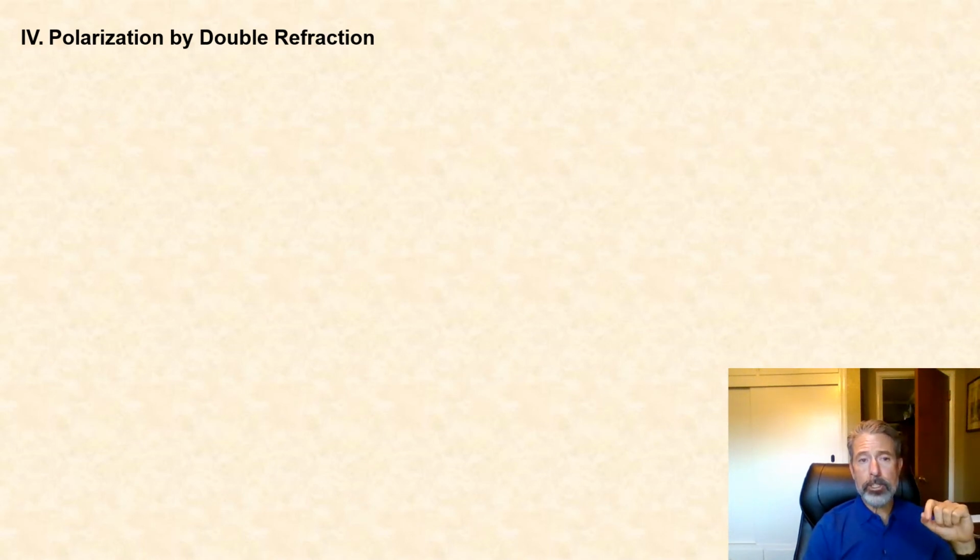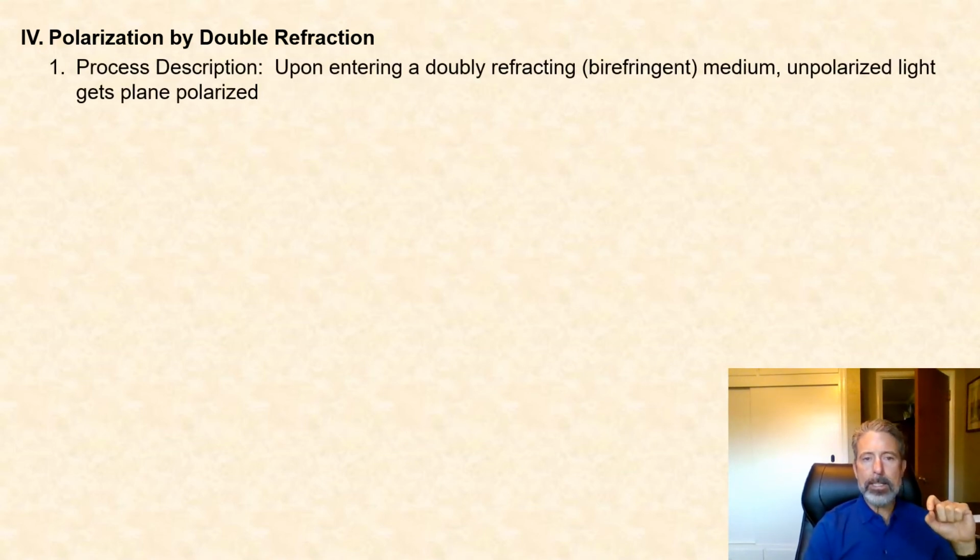So we've talked about polarization by selective absorption, where unpolarized light can be polarized by passing through Polaroid filters. We've also talked about polarization by reflection, where unpolarized light can become at least partially polarized when reflected off a non-metallic surface. Now we're going to talk about a third method of polarization called polarization by double refraction. So, what's going on in this method? Upon entering what we call a doubly refracting, or as a synonym, a birefringent medium, unpolarized light gets plane polarized.